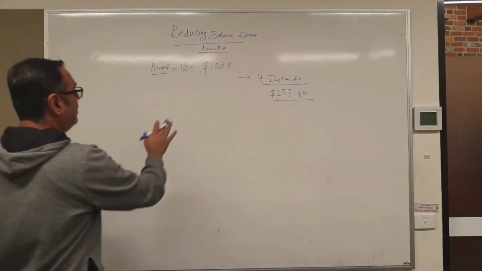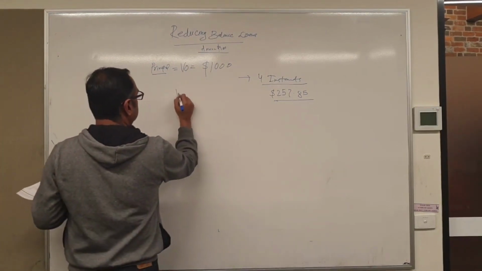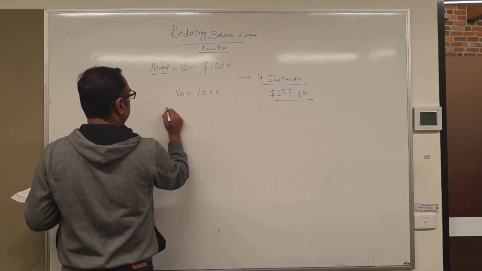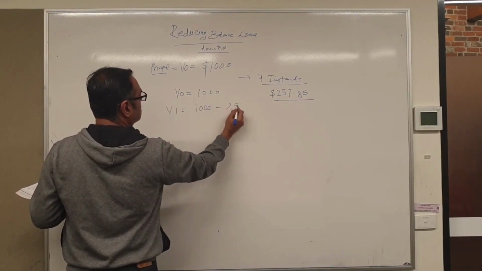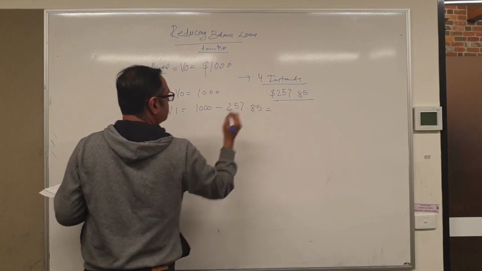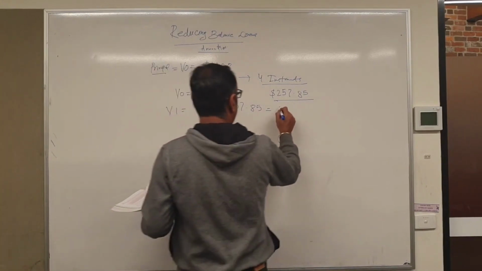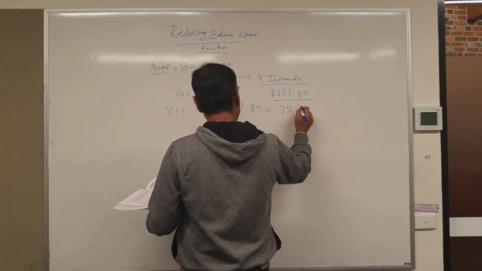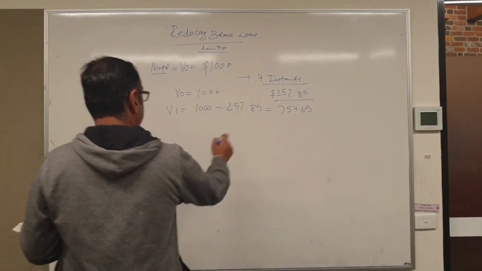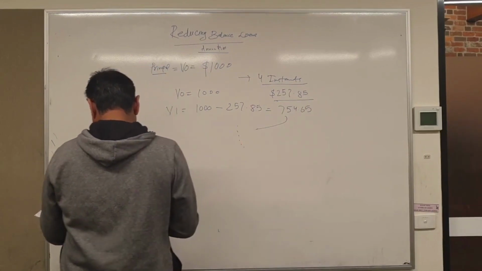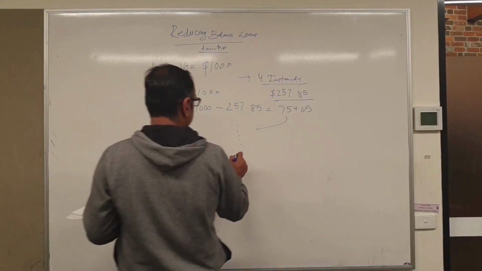Alright? So what will happen after the end of first month? So you started with V0 at the start, the 0th month. Your V1 will be 1,000 minus 257.85, right? This will be 754.65. And then you keep going. And eventually, you will get down to 0.